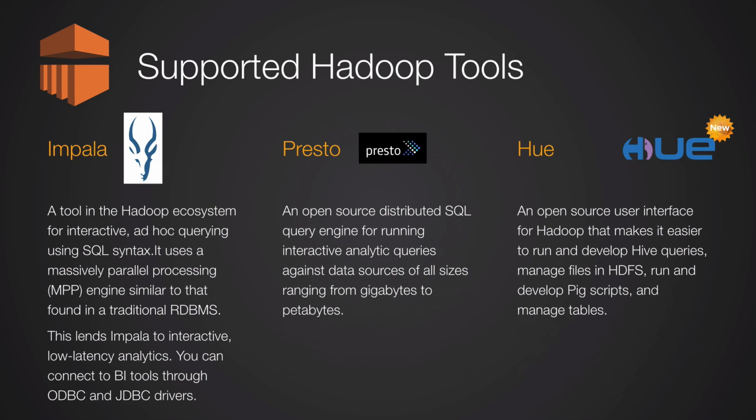Other ecosystem tools that are supported: Impala. This allows for interactive ad hoc querying using SQL syntax, and instead of using MapReduce, it leverages an MPP engine similar to that found in traditional RDBMS systems. And with Impala, you can query your data in HDFS or HBase tables very quickly using regular BI tools through ODBC and JDBC drivers that are provided. It uses the Hive metastore to hold information about input data, including partition names and data types. And you can build a responsive data warehousing system on top of EMR using Impala.